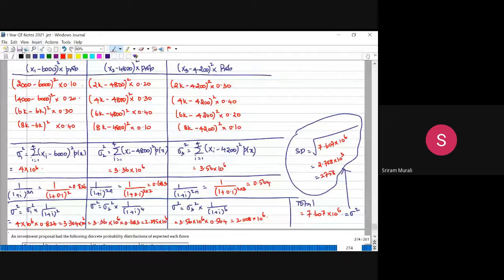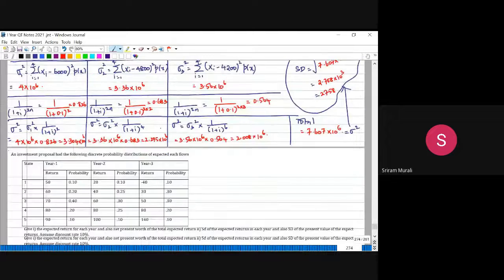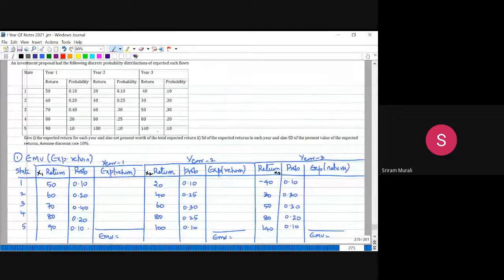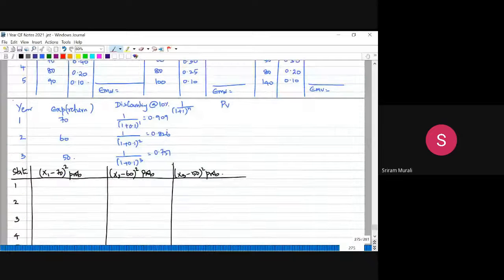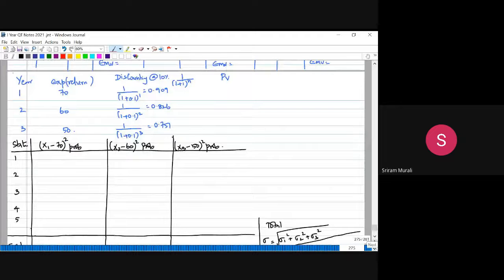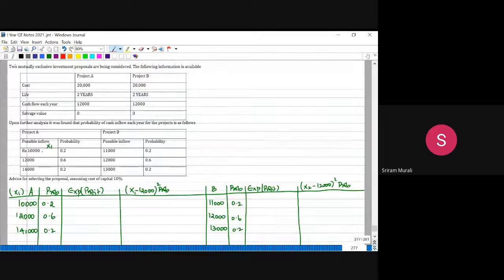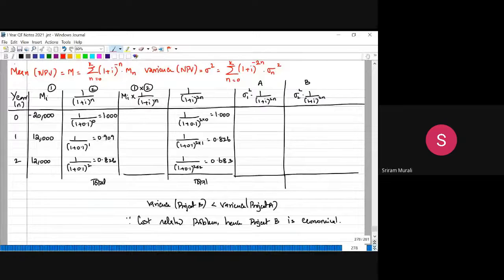Have you all understood? In the same way, you can take the next problem as homework. The same problem. Otherwise, I will do this problem tomorrow. I completed your syllabus. With this, I wind it up. Tomorrow, I take these two problems.